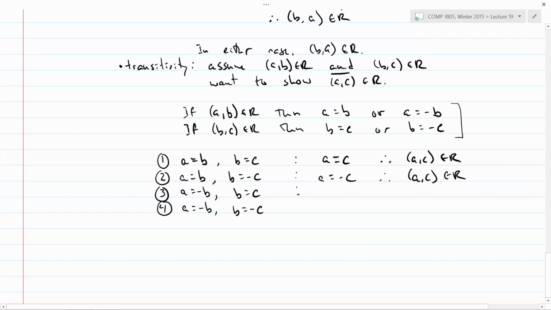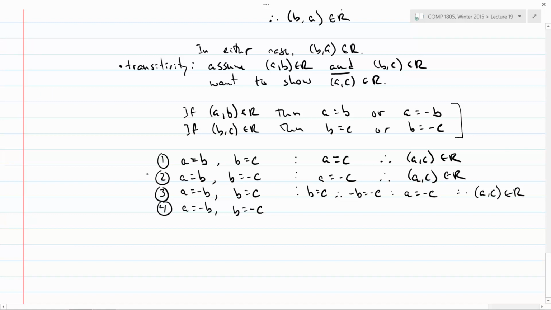Okay, so if A equals minus B and B equals C, what do I have? So, there's a couple ways to do this. You could say B equals C, therefore minus B equals minus C. Multiply both sides by minus 1. And now I have A equals minus B equals minus C, and therefore A equals minus C. And that means that AC is in R. That does the job.